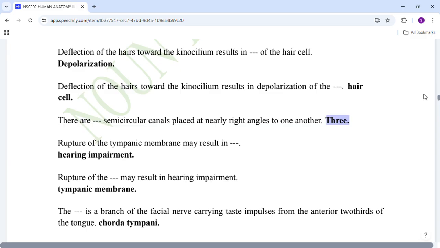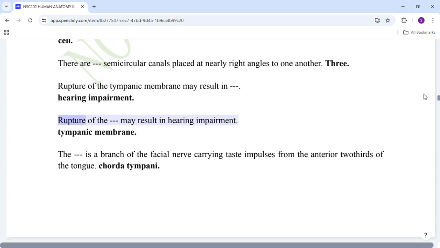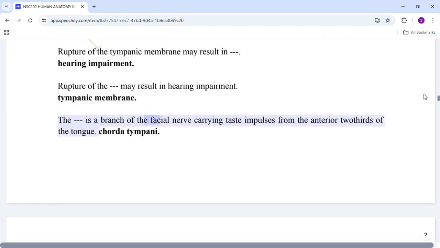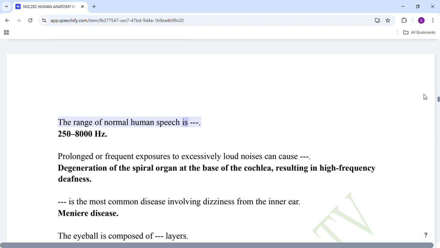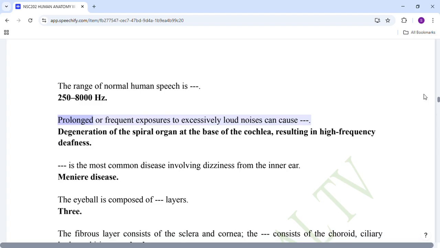Rupture of the tympanic membrane may result in hearing impairment. The chorda tympani is a branch of the facial nerve carrying taste impulses from the anterior two thirds of the tongue. The range of normal human speech is 250 to 8000 Hz.